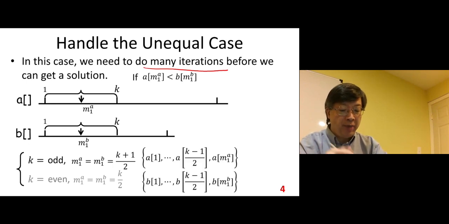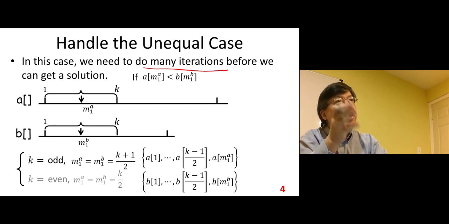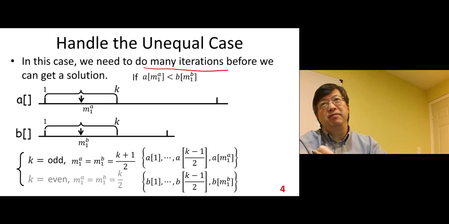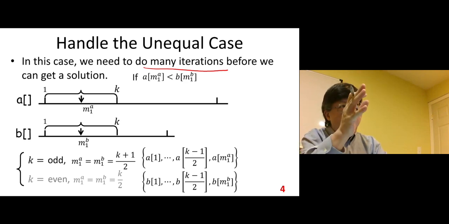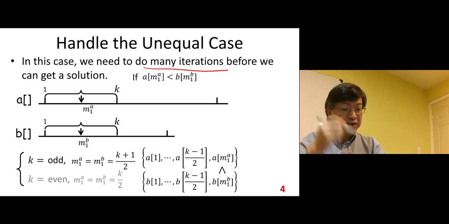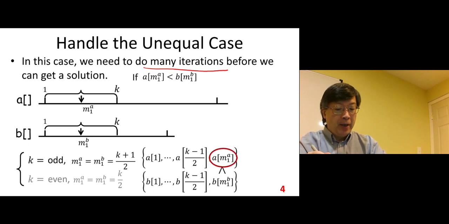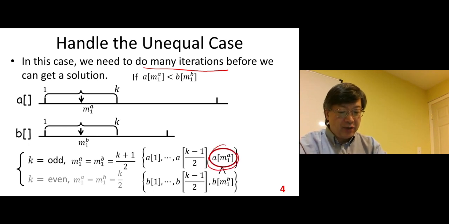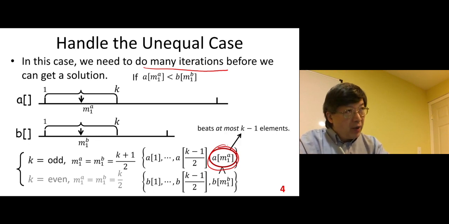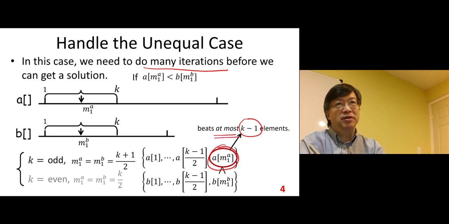We compare these two subarrays. Which part can we eliminate immediately? Let's look at this question. Which part can we eliminate immediately? So we assume this situation. Now let us look at this element. Can we see this element beats at the most k-1 elements? At the most. This is important. At the most k-1 elements.